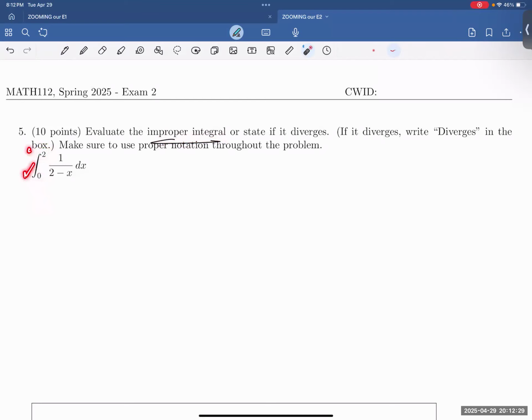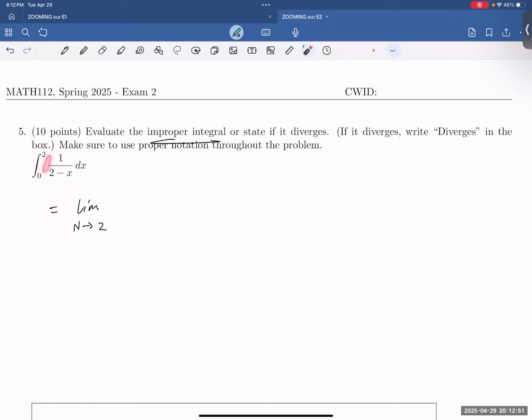Here, the bounds are normal, 0 to 2, but the issue is at 2, because if you plug a 2 in there, 2 minus 2, you get 0 in the denominator. That's not cool. So set up a limit. Use any letter you want. Typically, we're using n. And it approaches the problem value, in this case 2. And the interval is from 0 to 2.